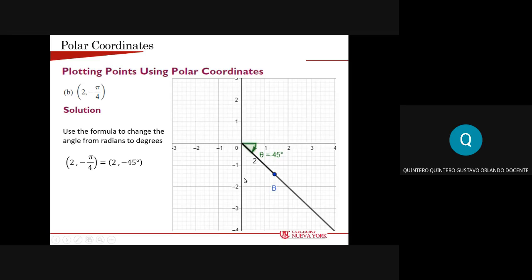How do we plot that? Just like this. But remember, since the negative is in the degrees, now we don't measure 45 degrees up. No. It is negative. So we measure it downwards. 45 degrees down, and then using a ruler, we measure 2 centimeters. There you go. 2 centimeters will be exactly right there. This is the point, 2, negative 45 degrees. That's it.